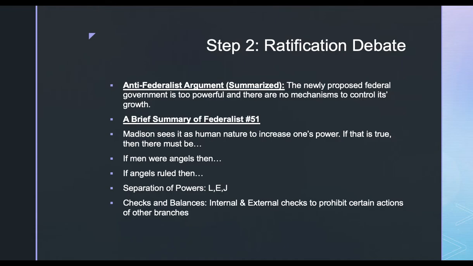And first of all, Madison kind of starts it off by basically agreeing with that. Like, hey, listen, we understand that it's human nature to increase one's power, but understand this, that if men were angels, then no government would be needed. And if angels rule, then, once again, no government would be needed. But guess what? Men are not angels, and angels don't rule. So we're going to need some specific things put in place to curb this nature of increasing one's powers.